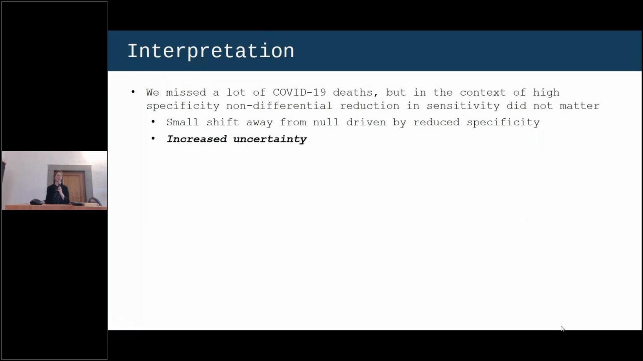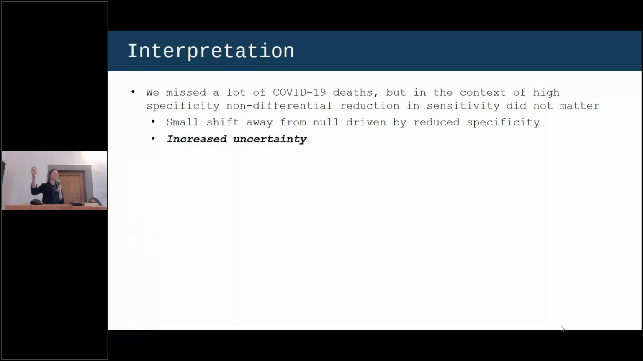So how do we interpret this? Well, we missed a lot of COVID deaths, that was true. But in the context of high specificity, non-differential reduction in sensitivity did not matter. We've heard this several times today. We saw this small shift away from the null that was driven by the reduced specificity.